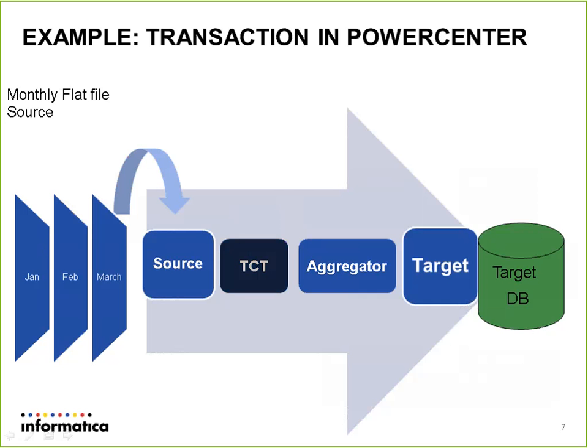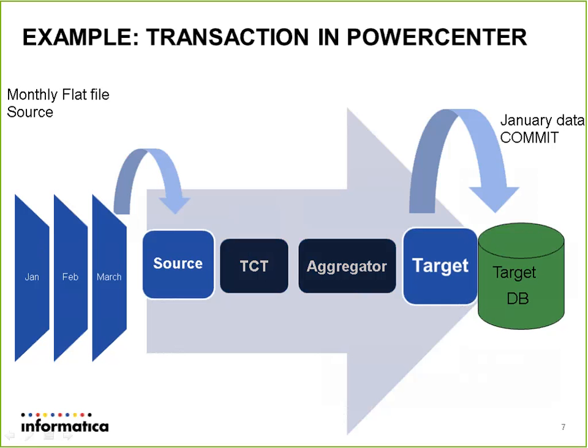In addition, imagine that you have an aggregator transformation at the mapping level. You can configure the aggregator transformation in such a way that it will not wait for all source rows of data. It can process just the rows of data that are part of one month at a time and pass the information to the next transformation. This set of rows that belong to one month forms a transaction within PowerCenter.